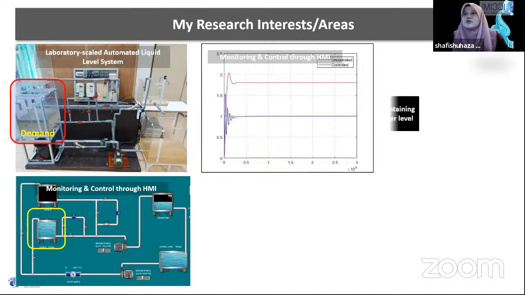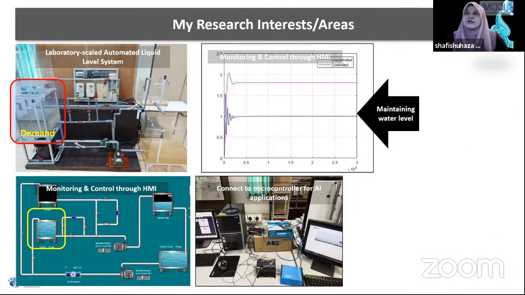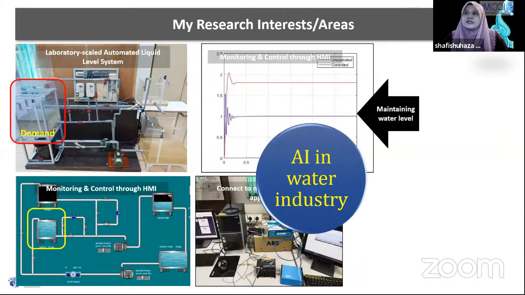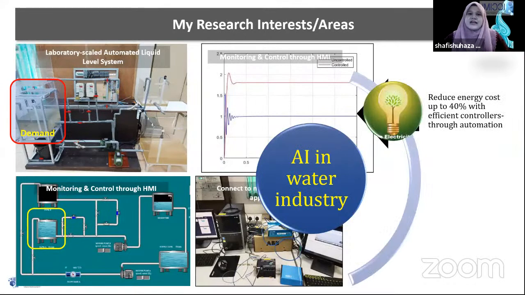So what we're going to do next, okay, we've actually collected data and we've got a mathematical model of the system, and now we are currently simulating an offline tuning of our system. Next we are going to connect it to a microcontroller so AI can be applied to it. AI in the water industry is very important. First, because of the automation, as I showed in the first research interest, you can reduce energy cost, and this can be reduced up to 40%. Yeah, that's quite a lot.